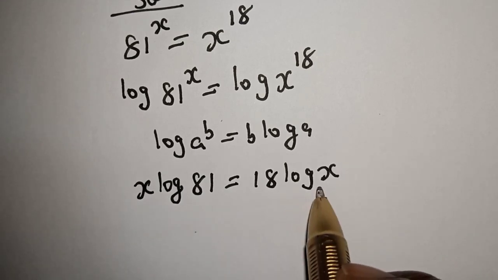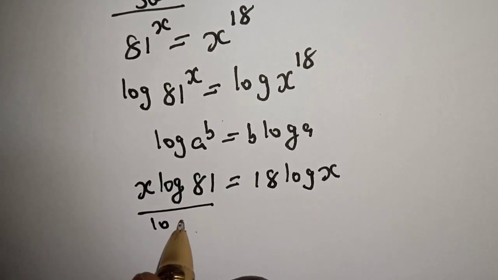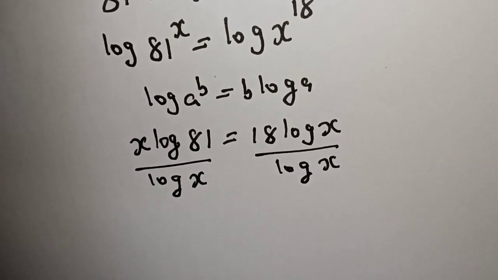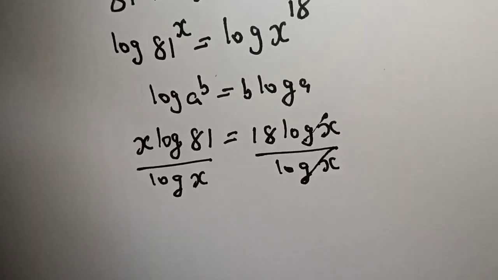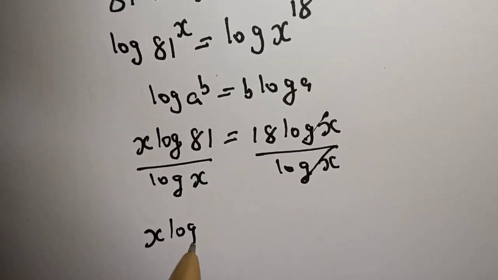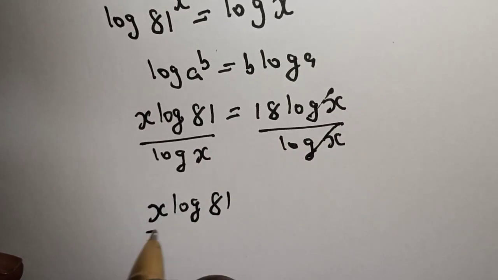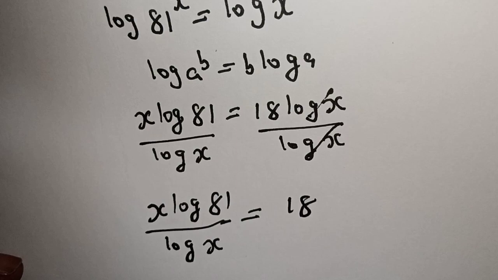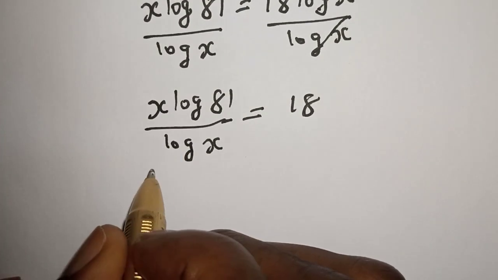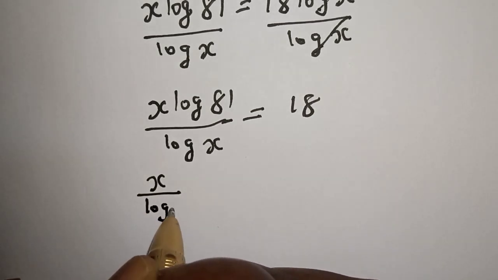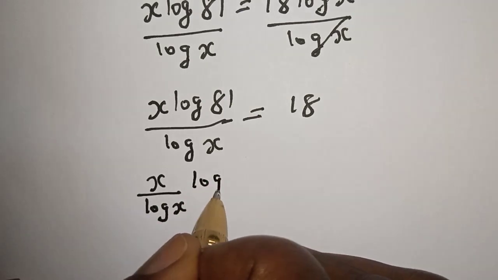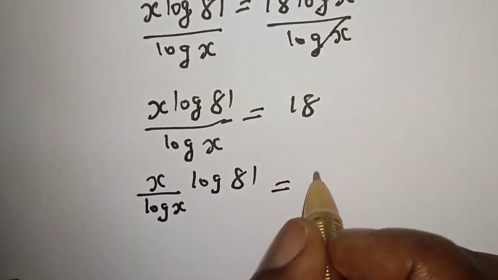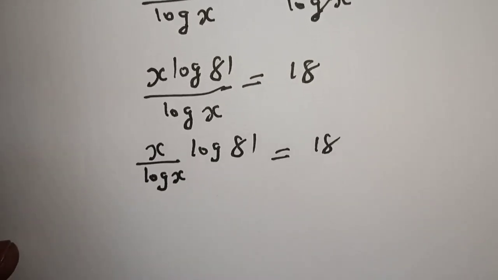Now let's divide both sides of this equation by log x divided by log x. This will cancel this. Here is s log 81 divided by log x is equal to 18. So this can be written as s over log x, then log 81 is equal to 18. Now let's divide both sides of this equation by log 81 again.